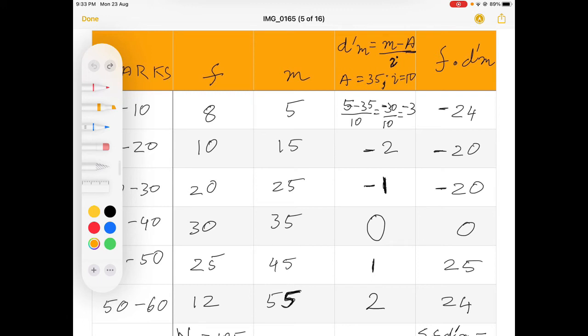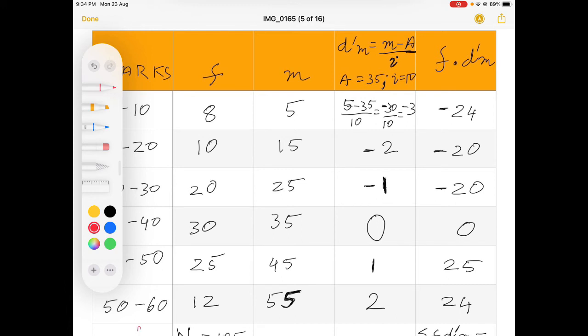So here, once I have done that, I calculate the d dash m value for all the mid values. So 15 minus 35 divided by 10, 25 minus 35 divided by 10, 35 minus 35 divided by 10, 45 minus 35 divided by 10, and 55 minus 35 divided by 10. That gives me minus 3, minus 2, minus 1, 0, 1, and 2. Next, I multiply them with the frequencies. So I multiply 8 into minus 3 to get minus 24. I multiply 20 into minus 1 to get minus 20. I multiply 30 into 0 to get 0. 25 into 1 to get 25. And 12 into 2 to get 24.